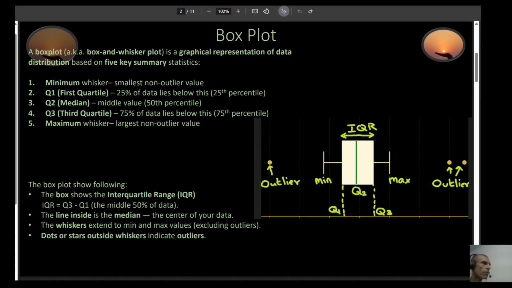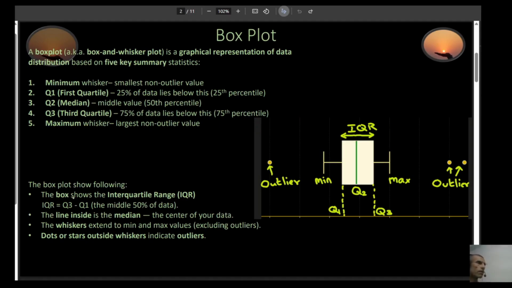Then you have Q2, another name for that is median. This is the middle value where 50% of your data lies below this. That would be this point right here, which would be indicated by this line. Then you have Q3, which is the third quartile. 75% of your data is going to be lying below this. That would be this point right here. This is your Q3. Then you have maximum whisker. This is the largest non-outlier value. This would be this right here.